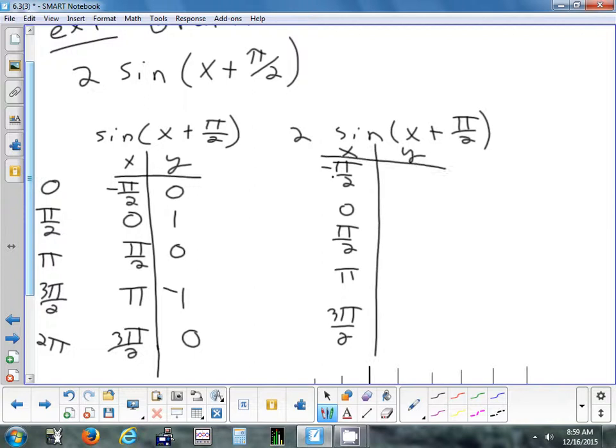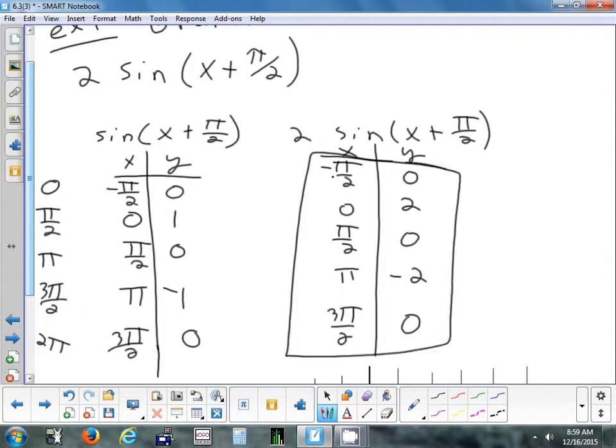And what am I going to do to all of my y values? Multiply by 2. Yeah, we're going to multiply them by 2. So we're taking the x from the first graph. Yes. Don't go back to the original x's, because if you do that, you're going to get rid of the phase shift you just did. Okay, so we did the phase shift first. We didn't have a period change, so we didn't have to worry about that. And now we're doing our vertical stretch. So 0, 2, 0, negative 2, 0.